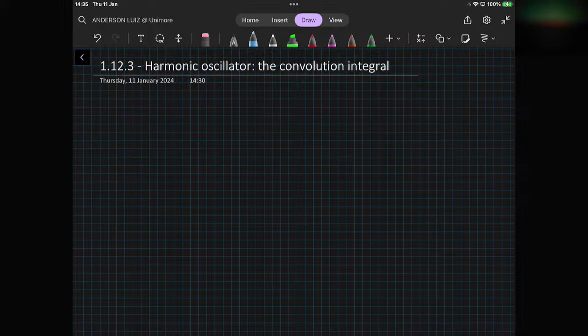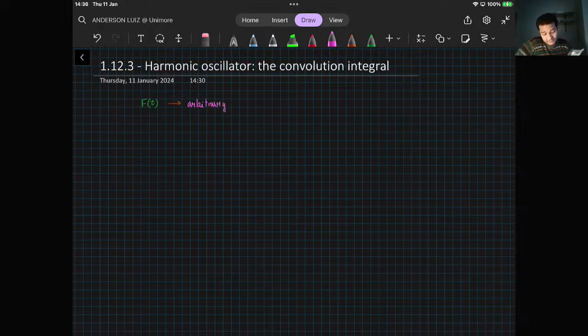Okay, let's now talk about the harmonic oscillator. In other words, the convolution integral. Consider now an arbitrary excitation f(t). F(t) is an arbitrary excitation, anywhere, any forcing.